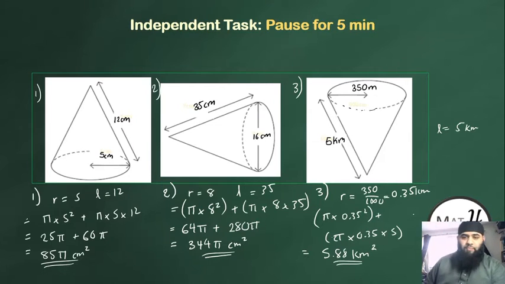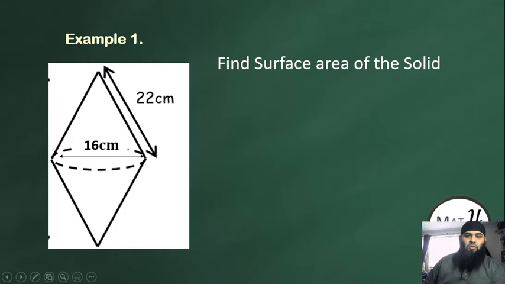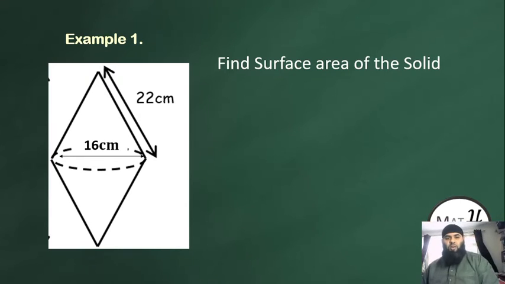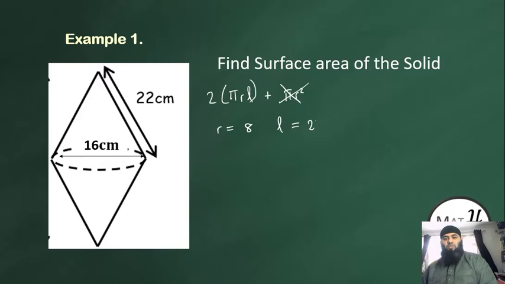Okay, to proceed, we're going to go through examples a bit more different. So find the surface area of the solid. So remember, if this is a full solid, that means we don't have a base. So all we have is the following. We're going to have pi r L, and in the equation we used to have pi r squared, but we're not going to have that anymore. We're going to have pi r L, and because we've got two cones, we're going to times it by 2. So my r is going to be 8, my length is 32.